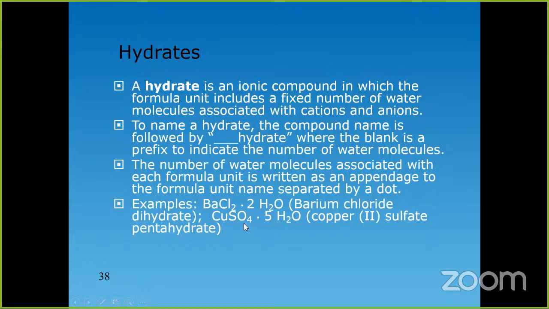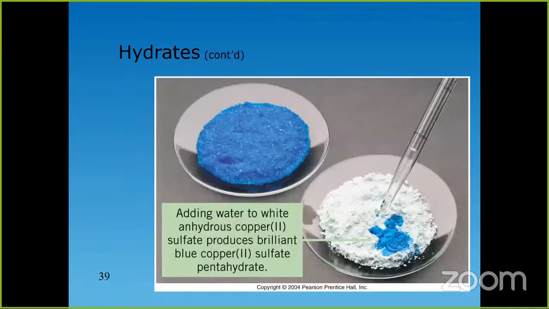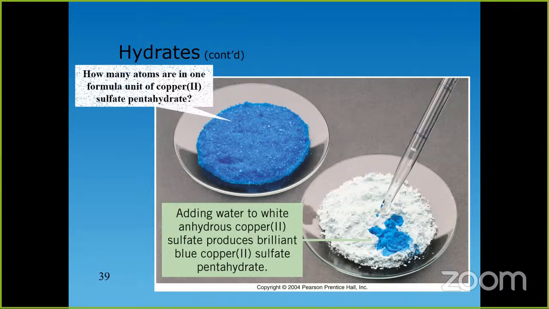Here's another example, CuSO4 dot 5H2O, right? And the name of this compound is copper 2 sulfate pentahydrate. Penta because you have 5 water molecules, all right? So that's basically how you write down the formulas of hydrates and how you can determine a name based on the formula or vice versa, all right? Okay, so that's basically what hydrates are. So this is an example of the copper 2 sulfate hydrate.